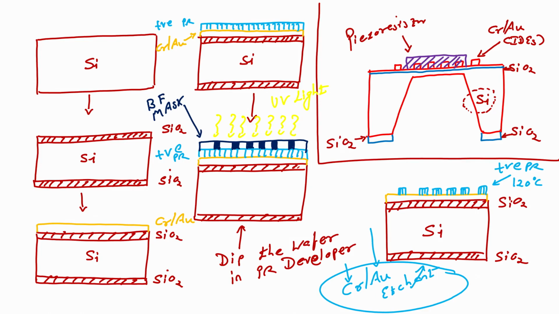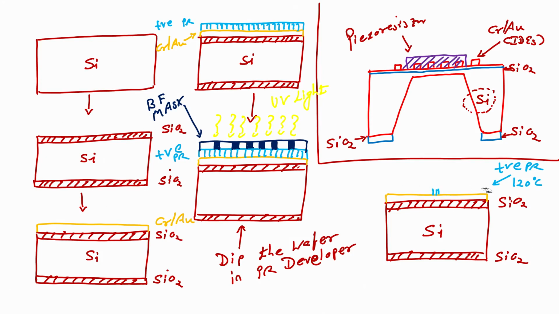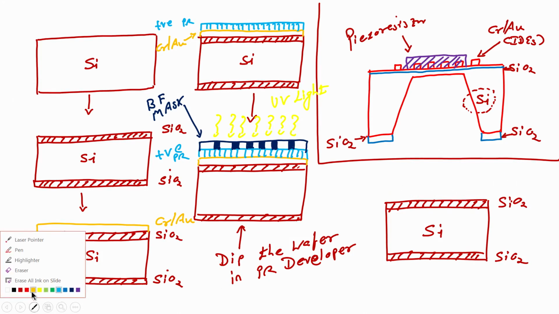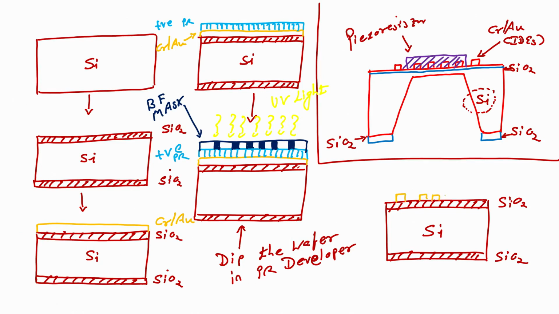Now, if I do that, if I etch the chrome and gold using wet etchant, what will I have? I will have chrome gold in this area. So, you see here the chrome gold we can fabricate or pattern using photolithography and wet etching. What is the next step?